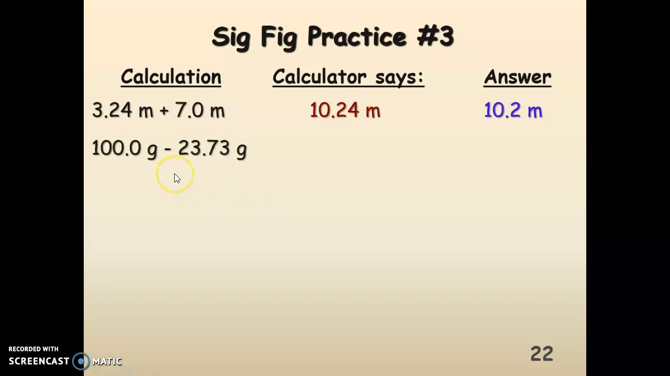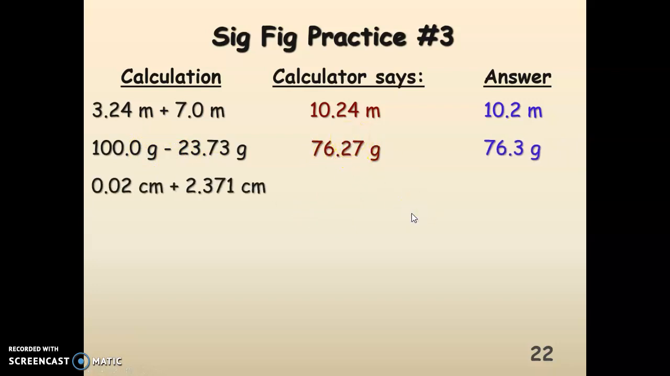All right. 100 minus 23.73. Tenths place, hundredths place. So we're going to be limited to the tenths place. So 76.2, the 7 will round up the 2. All right.